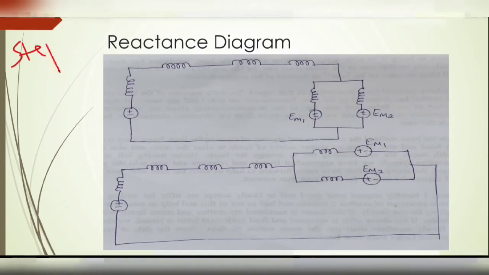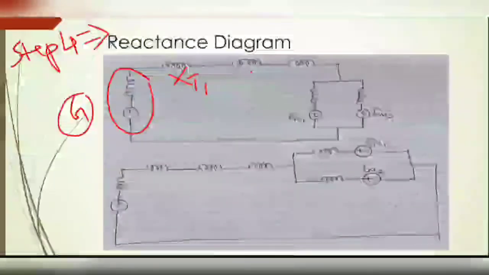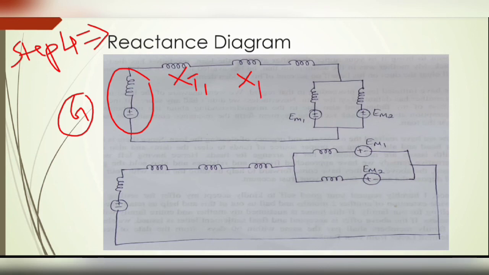Next is the last step, that is step 4, reactance diagram. This is the generator reactance in series with generated voltage, and then transformer T1 reactance. This is the transmission line reactance, and then transformer T2 reactance. T2 is connected to motor M1 and M2. Hence M1 reactance in series with EM1 and M2 reactance in series with EM2, both in parallel.